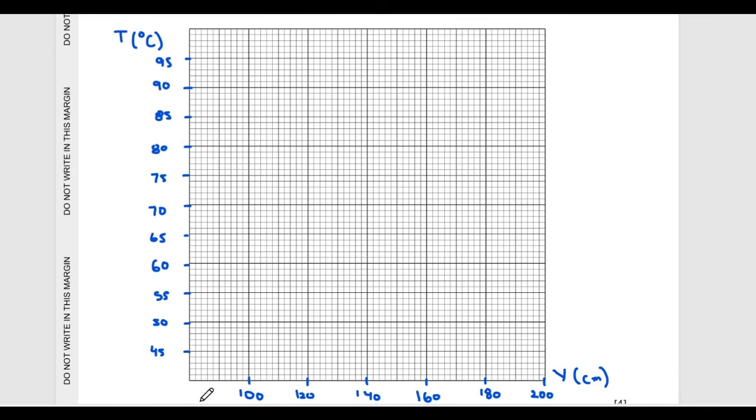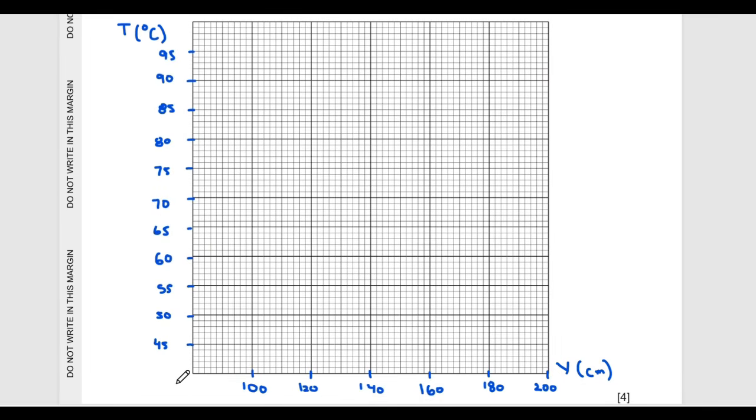This is the scale that I have chosen, and it is best for the values that are given in the table. On the y-axis, one small box is representing 1 degree Celsius, and on the x-axis, one small box is representing 10 centimeter cube of volume. Now I have plotted all the values that are given in the graph, and this is the best fit curve that I have got after matching all the values.